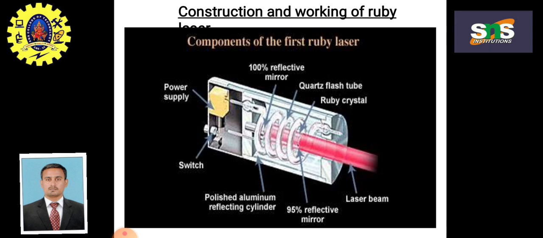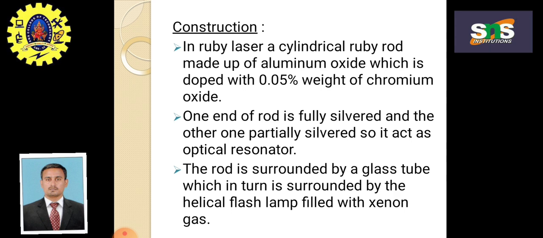Then we are going to study about ruby laser, construction and working of ruby laser. The diagram shows the components required for producing ruby laser. Construction of ruby laser: a cylindrical ruby rod made of aluminum oxide, which is doped with 0.05% weight of chromium oxide. One end of the rod is fully silvered and the other end is partially silvered, so it acts as an optical resonator. The rod is surrounded by a glass tube, which in turn is surrounded by a helical flash lamp filled with xenon gas.